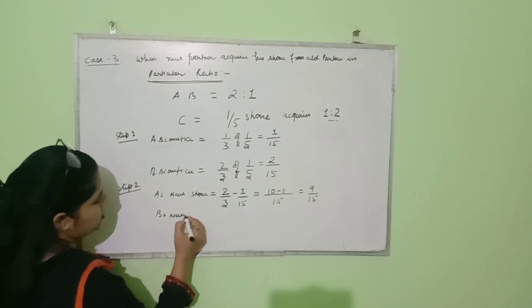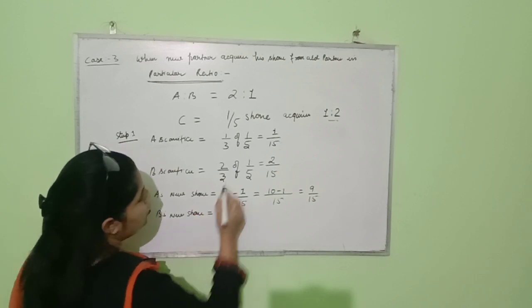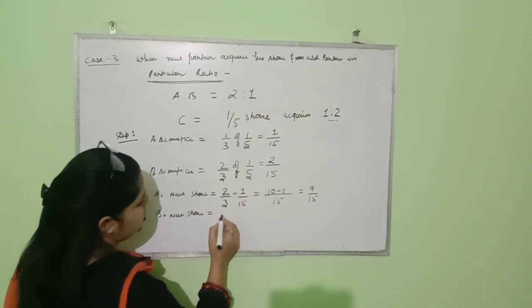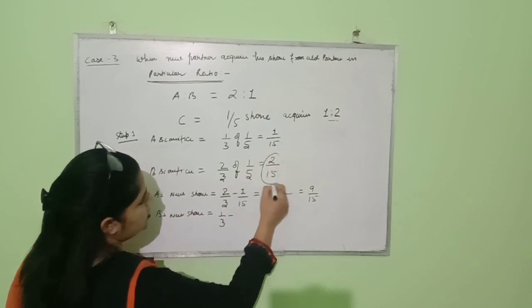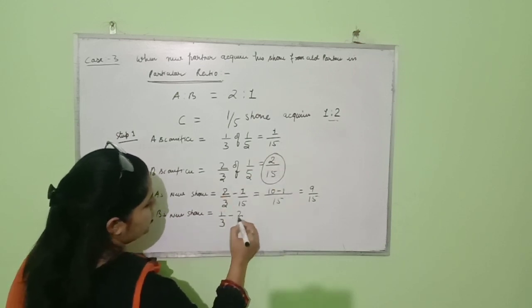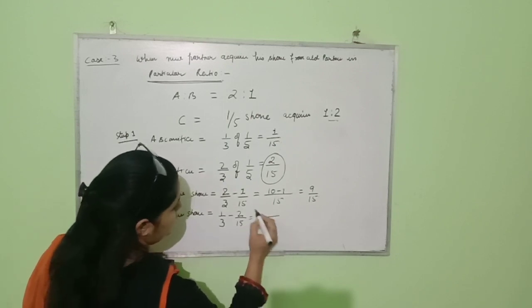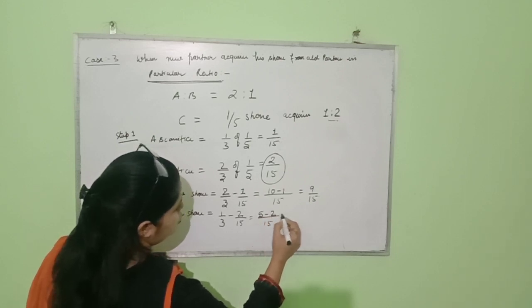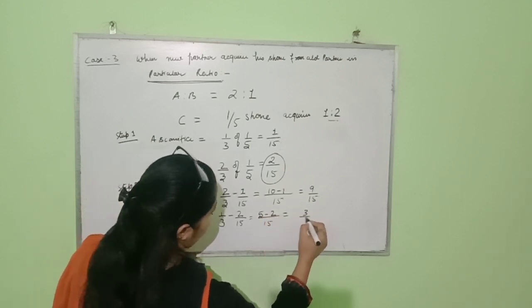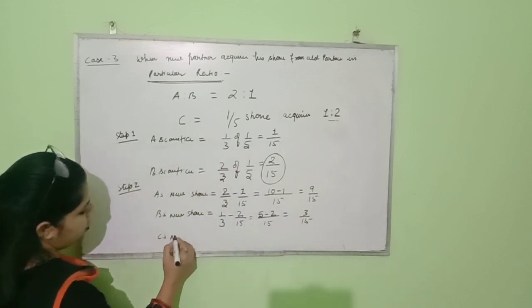So B's new share equals the old share. How much was it? 1/3. And out of that 1/3, how much did B sacrifice for C? 2/15. So minus 2/15. The LCM is 15. So this is 5 minus 2, that is 3/15. Now let's calculate C's new share.